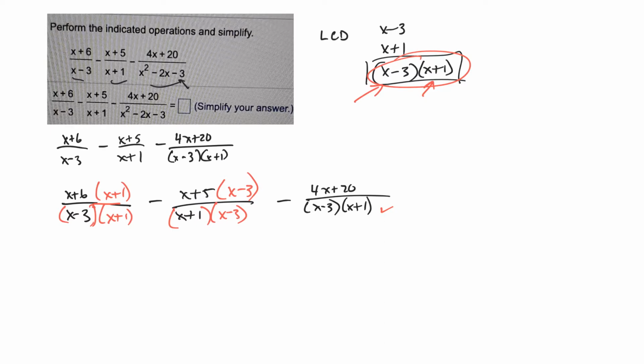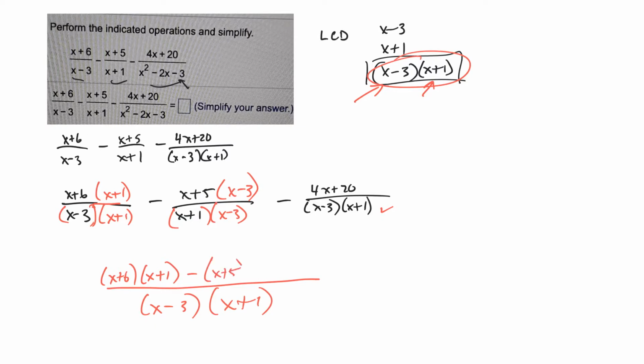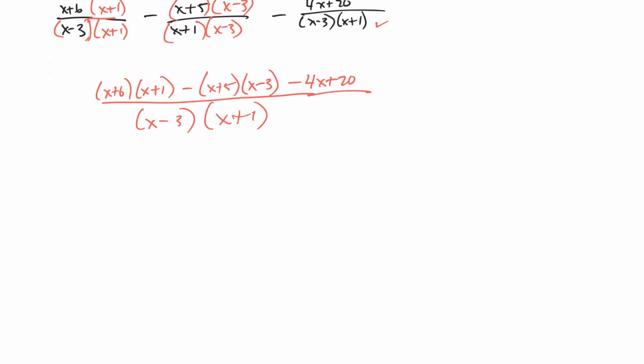So if I now have a common denominator, I'll write one thing over that denominator. Now I have to write all the stuff I have up top. So I have x plus 6 times x plus 1 minus x plus 5 times x minus 3. I should have had brackets around that. Minus 4x plus 20. Okay, now it looks like I need to simplify the top stuff there. So I'll FOIL that first one.